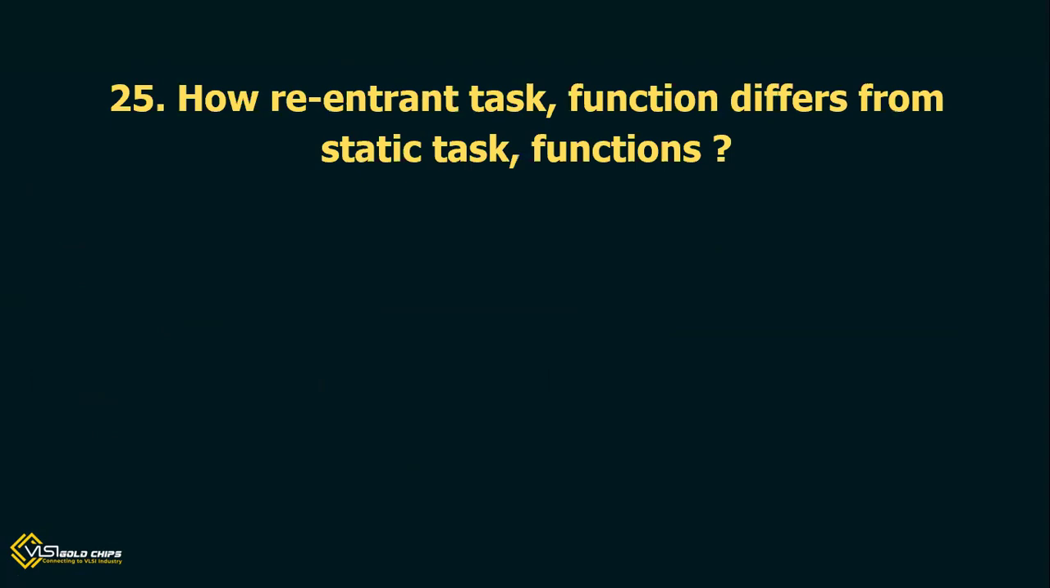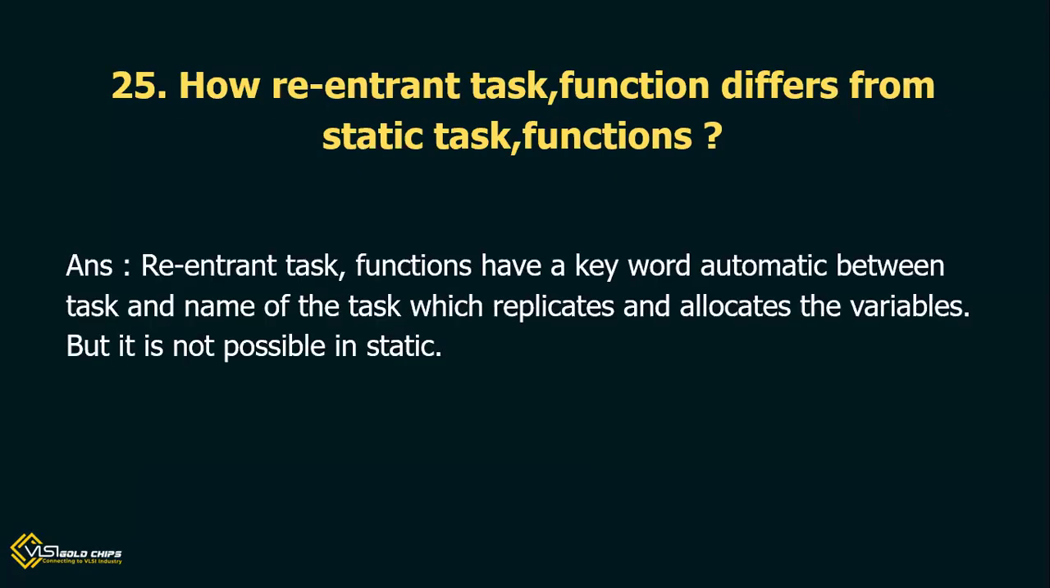The next question is, how are reentrant tasks and functions different from static tasks and functions? Reentrant tasks and functions have the keyword automatic between task and the name of the task, which replicates and allocates the variables, but this is not possible in static.